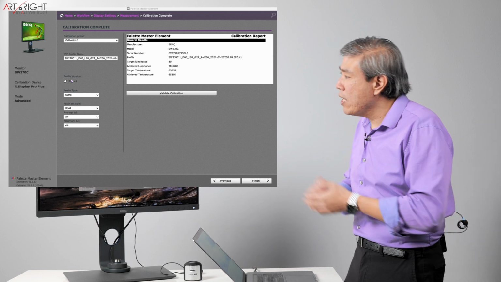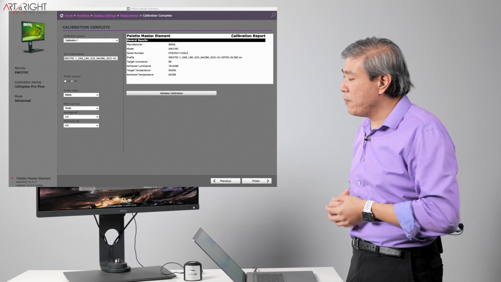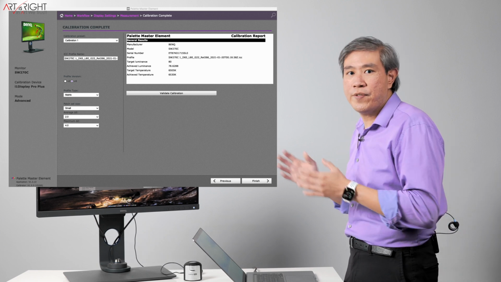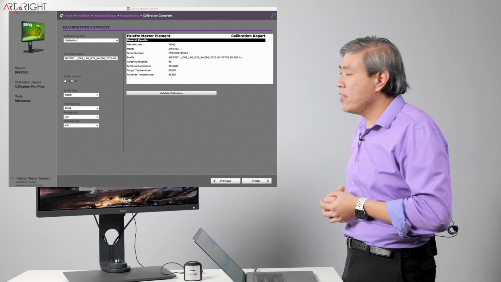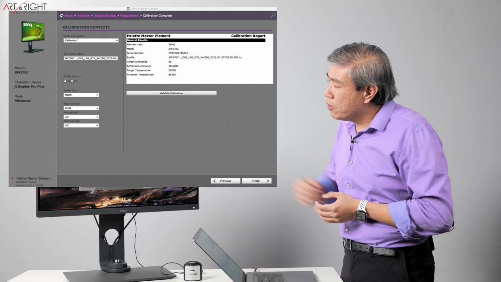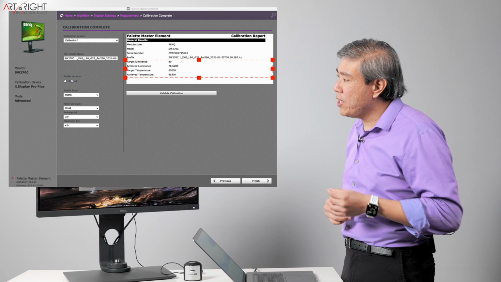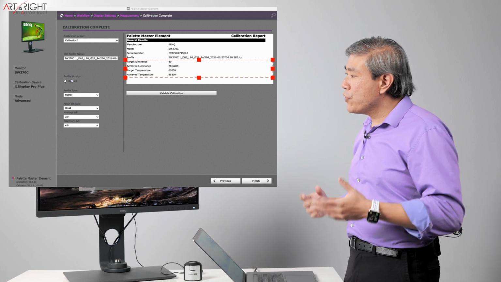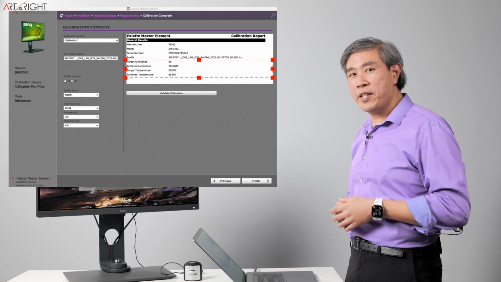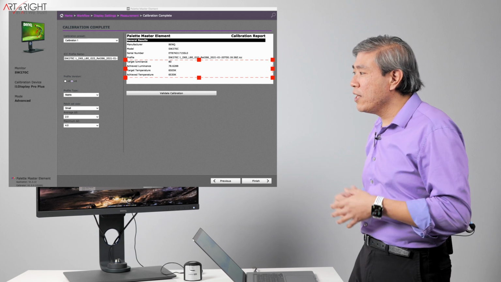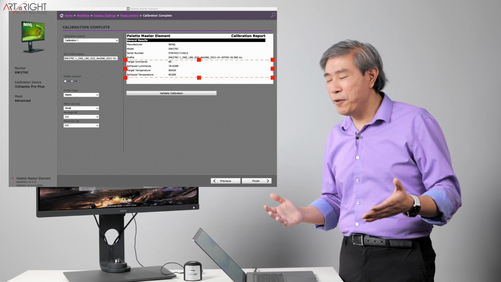color temperature. Let's take a look at this Palette Master Element calibration on this SW270C along with my 16-inch MacBook Pro. The target luminance I have set was 80 candela, and I was able to achieve a luminance of 78.6288. So my luminance is about 1.4 nits or 1.4 candela off. Is this value considered acceptable?